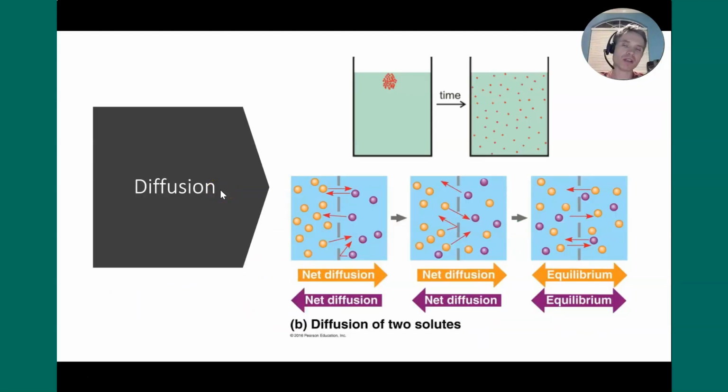When we talk about movement in and out of the cell, we need to talk about diffusion. Diffusion is the movement of molecules from a high concentration to area of low concentration. So you can see in this example here, we have a highly concentrated amount of molecules, and then over time it's going to spread out and fill that space within the beaker.